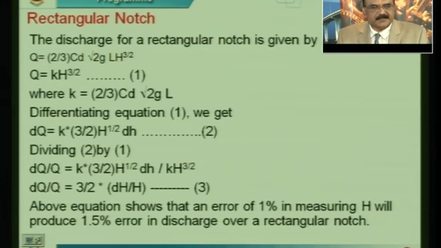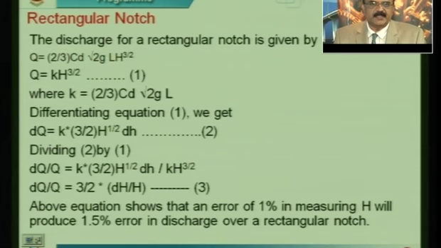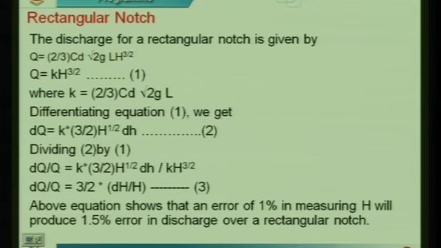So the equation says that if you make 1% error in measuring the head over the notch, the error you are going to see in the discharge is 1.5%. This is for a rectangular notch. I hope things are clear. The same procedure we follow for a triangular notch. Let us see how much is the error in discharge if we make 1% error in measuring the head.